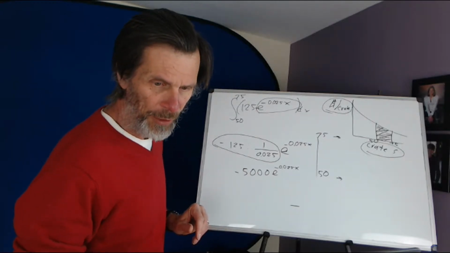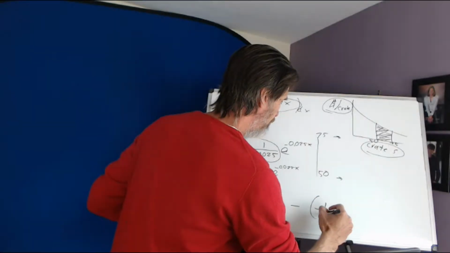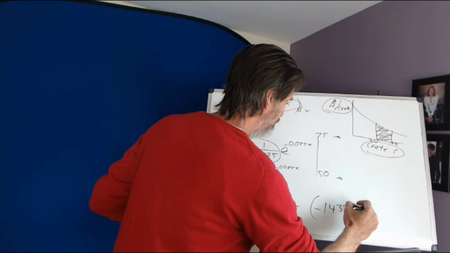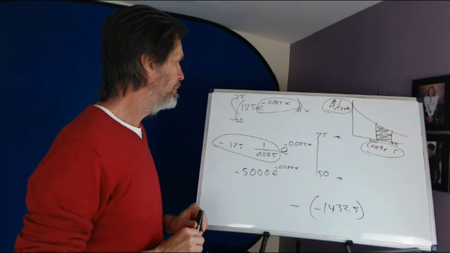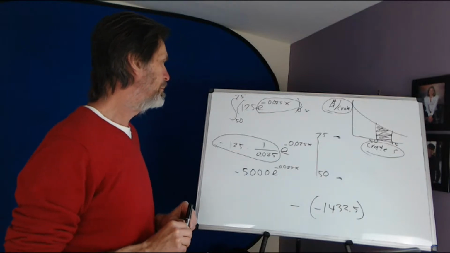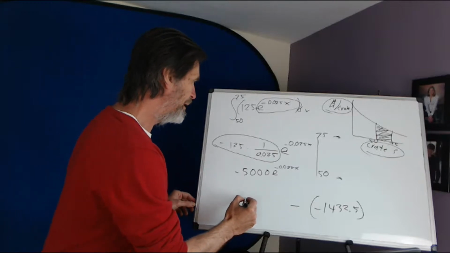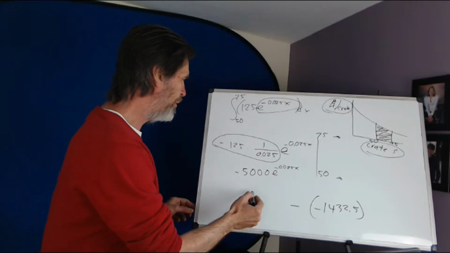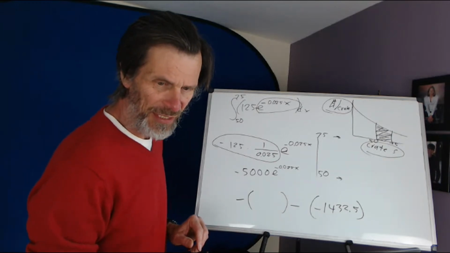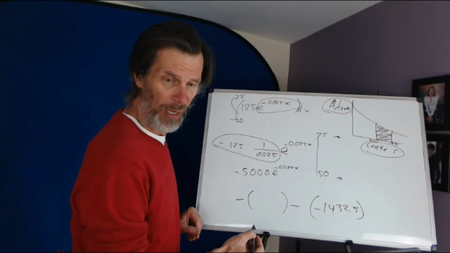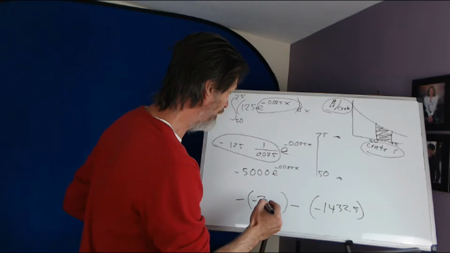Okay, negative 1432.5. Good. That's definitely going to be negative. It's got to be a smaller number. I can see that already. Negative 766 points, we'll round up. Negative 766.8.